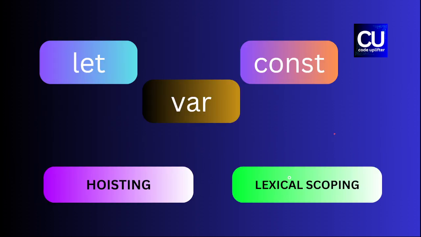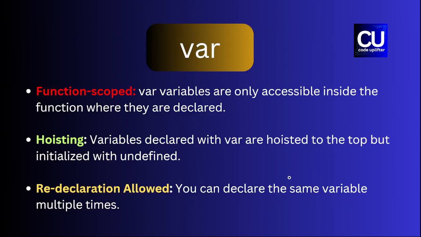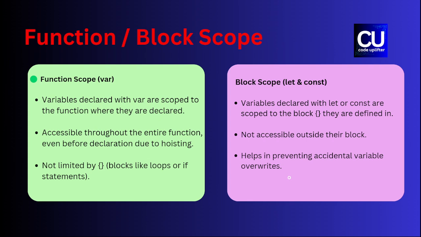Before we find the difference between let, const and var and compare them, I would like to do a deep dive analysis on what is actually hoisting and what is functional scoping. Now we'll go for scoping first. So in JavaScript, there are two types of scope. Either it is function scoped or it is block scoped.